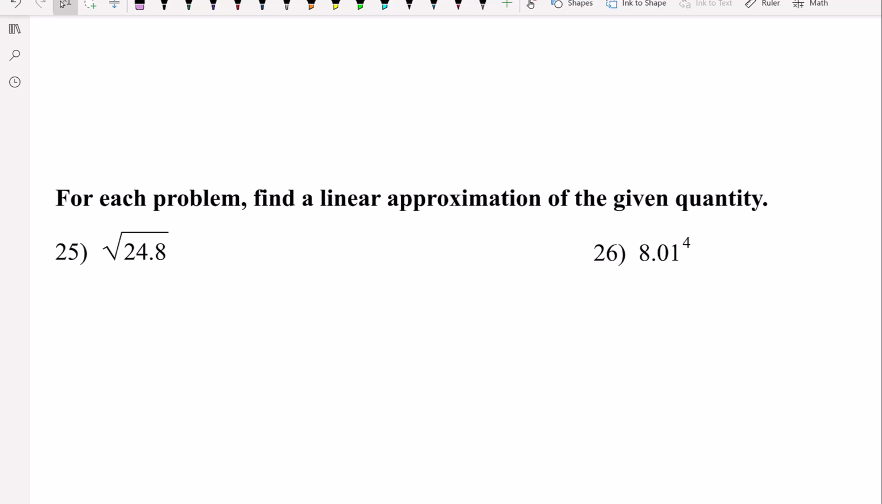Okay, now we're going to talk about linear approximation. So one method, the method I'm going to use, looks like this. Linear approximation is equal to f of x plus the derivative of the function times the delta x.